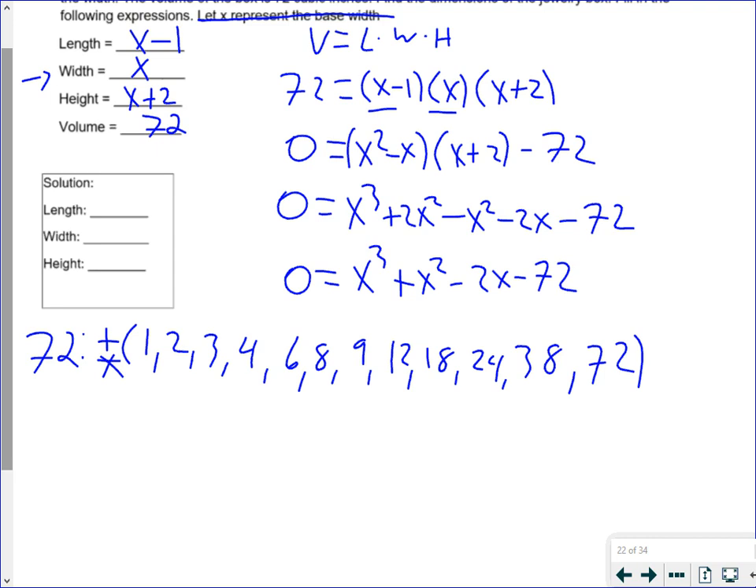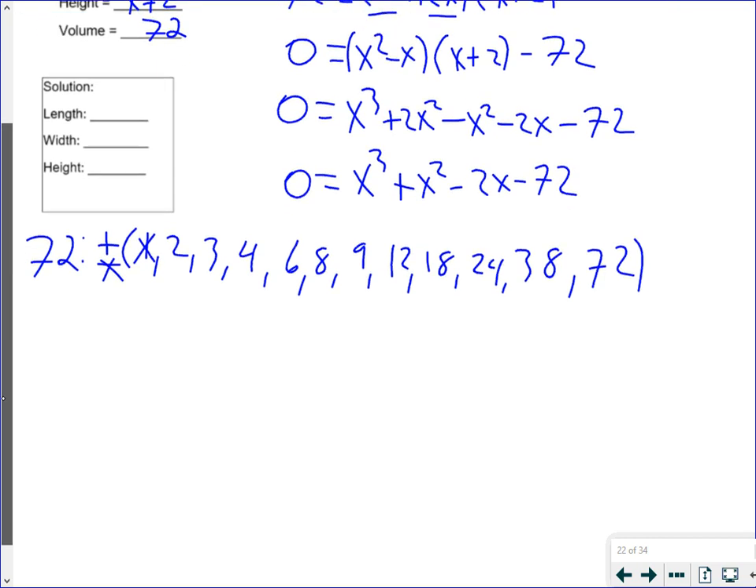And next, we can also cross out the 1. That's because our length up here is x minus 1, and if our x equals 1, then our length will be 0. You can't have a length of 0 inches. It doesn't make sense. That means it's non-existent, and it doesn't work that way. Okay? So we can cross out all the negatives and the 1. So now we can start testing with the 2.